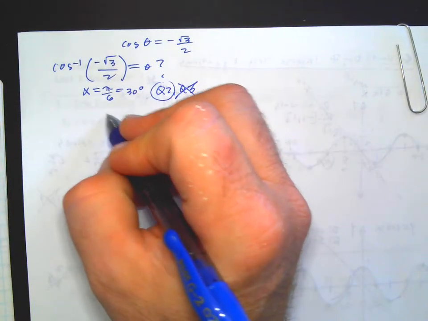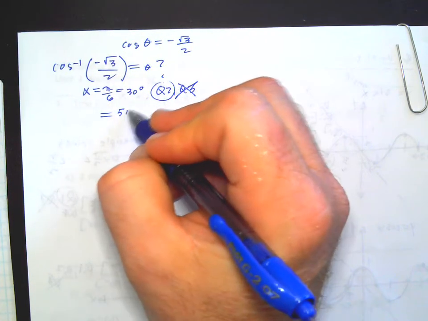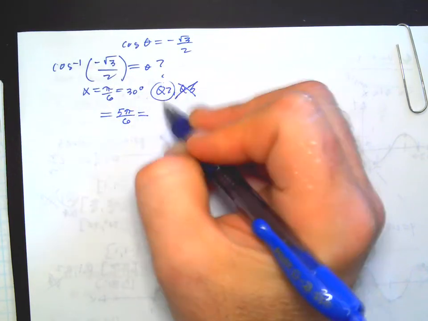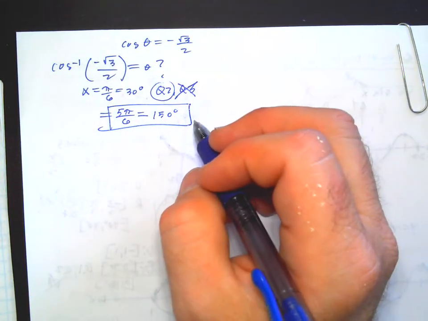So the answer is quadrant 2. So that'd be pi minus pi over 6, which would be 5 pi over 6, or 180 minus 30 is 150 degrees.